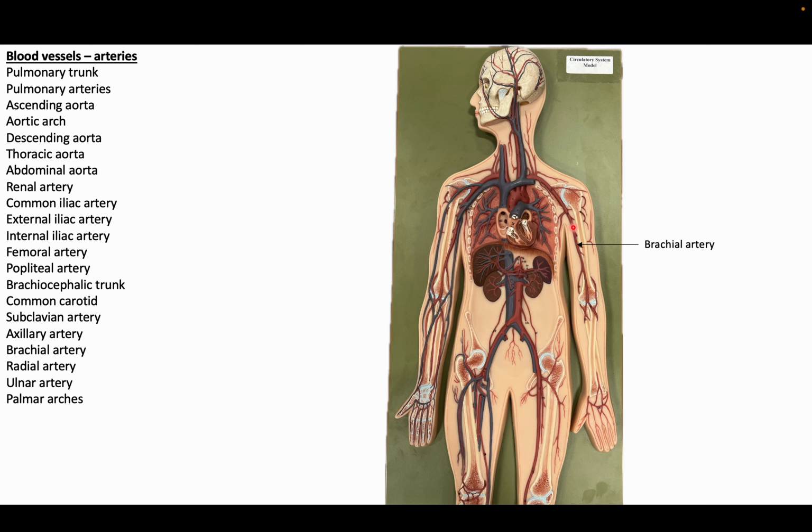We have the brachial artery, which supplies oxygen-rich blood to your upper arm. From the brachial artery, that branches out into the radial artery. There's another branch which goes to the ulnar artery. And then we have the palmar arches, which are the blood vessels that are supplying blood to your digits.